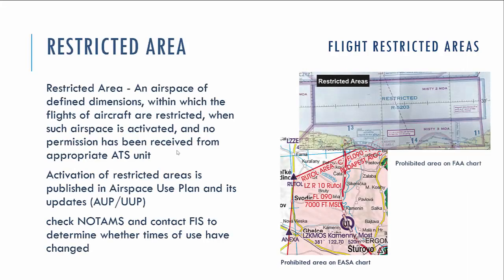The restricted area is designated for reasons related to activities considered to be hazardous for aircraft, such as artillery firing or aerial gunnery, usually for military reasons. Again, those areas are usually depicted on the aeronautical charts with the designator and the vertical boundaries of those areas. You need to check NOTAMs and contact Flight Information Service to determine the time of usage of those restricted areas.